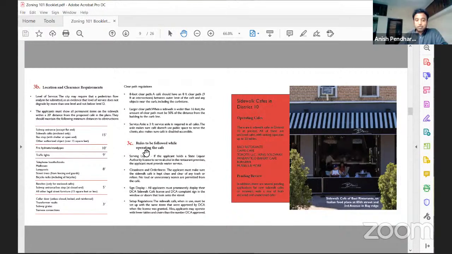So, do they have the license to serve liquor? Are they maintaining cleanliness and orderliness? Are the sign displays in order with what the city says, and things like that? And then a list of sidewalk cafes operating in District 10 right now. I took this from a portal they had sometime back with the New York City. I took it from there, and they also have pending review applications on that portal.